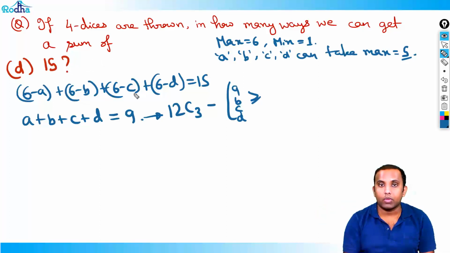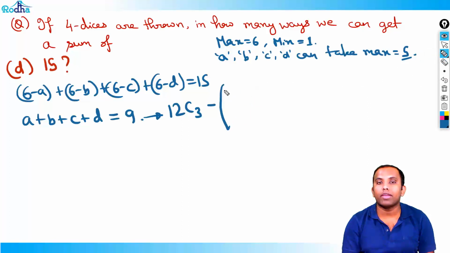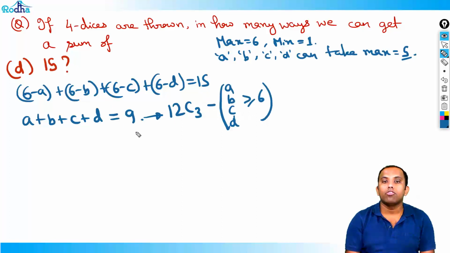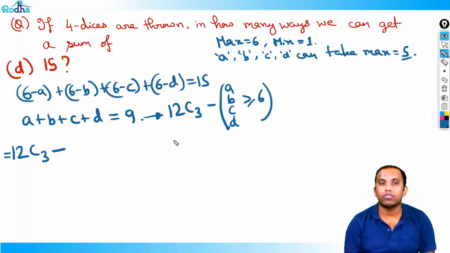That's why 12C3 minus, for A, B, C, D, which cases do I need to subtract? I need to subtract the cases where A, B, C, D are more than 5, since the maximum they can take is 5. So I should subtract all the cases starting from 6. So it should not be greater than or equal to 6, right? So basically I have to count which cases are not allowed, those greater than or equal to 6. So from 12C3 I'll subtract those cases. Okay, so just count it. You can count it easily.